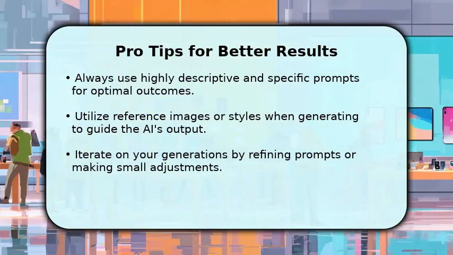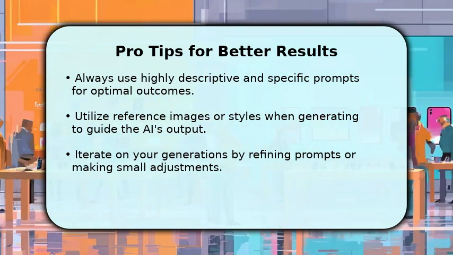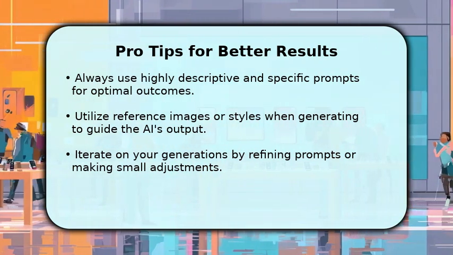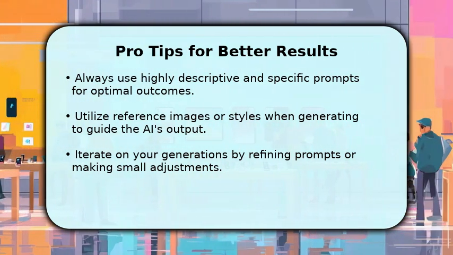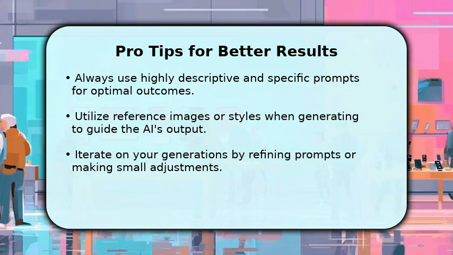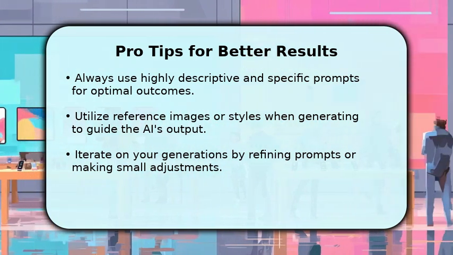To get the most from Firefly, focus on crafting precise prompts. Instead of "dog," try "golden retriever puppy sitting on a wooden floor." If you have a specific style in mind, consider describing it or even uploading a reference image within the text-to-image panel for better guidance. Remember, AI generation is often an iterative process.